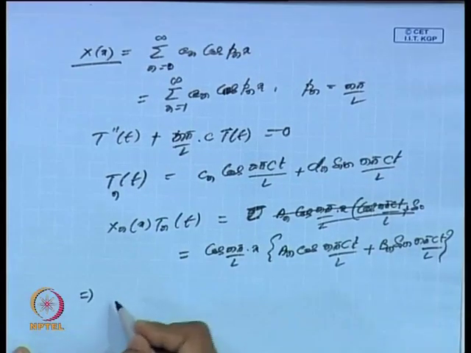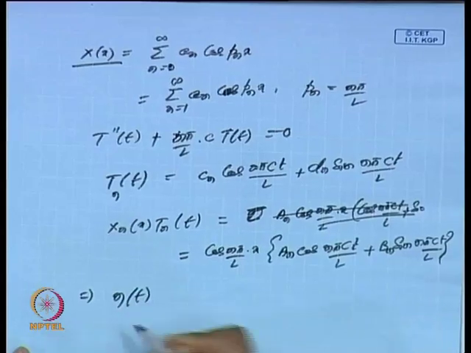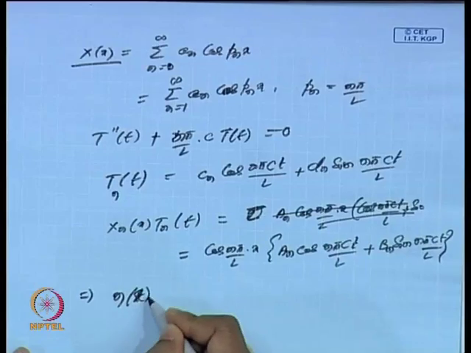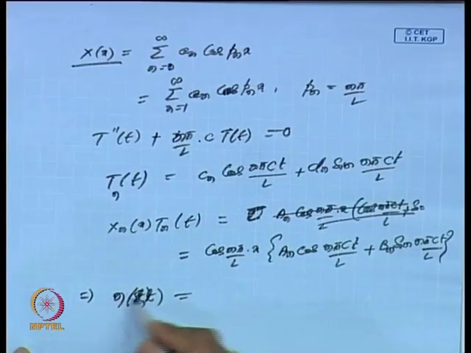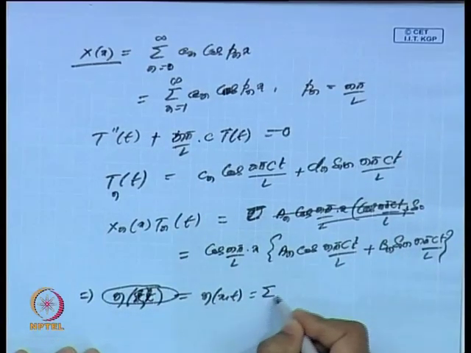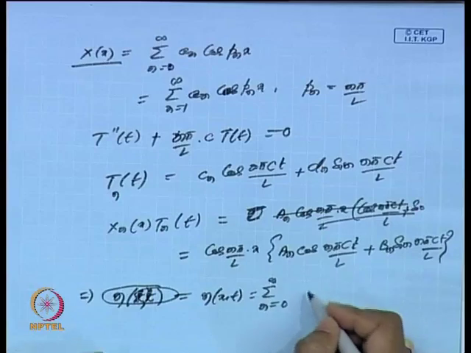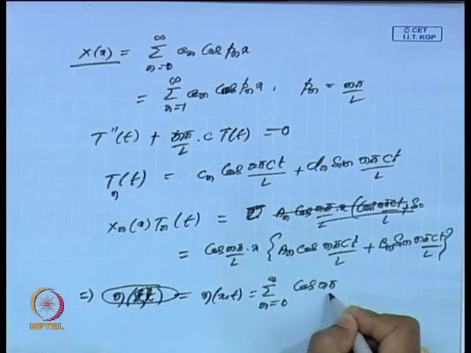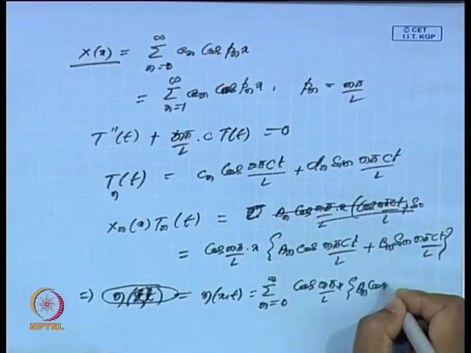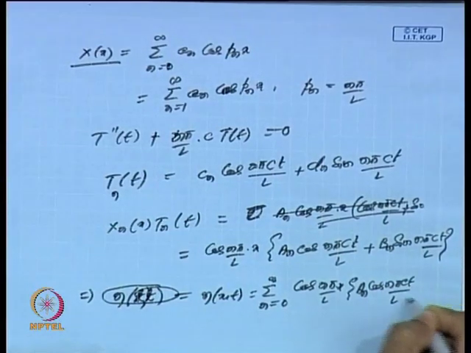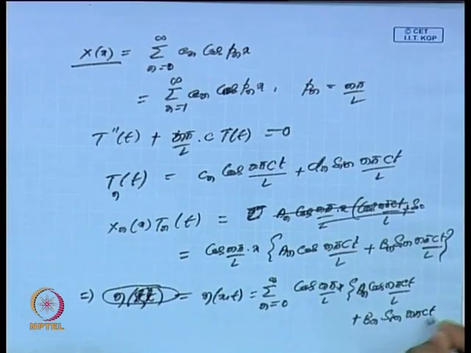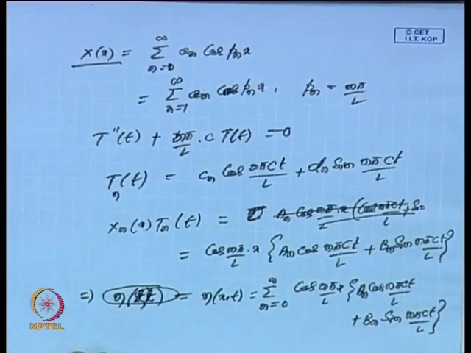Which implies my eta. So, I have infinitely many such n. So, my eta(x,t), that will give me sigma n = 0 to infinity cos n pi by L into x, I can call it a_n cos n pi c t by L plus b_n sin n pi c t by L. So, this is my eta(x,t).